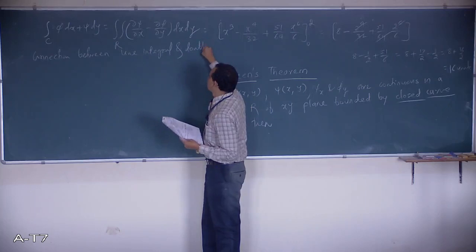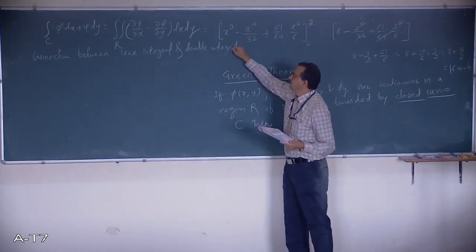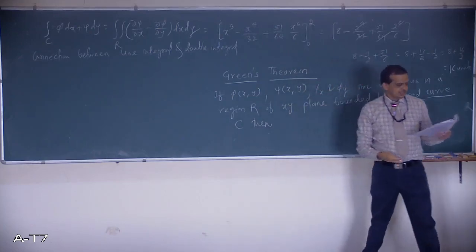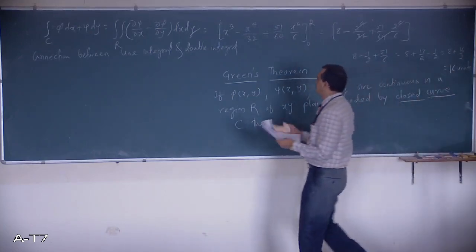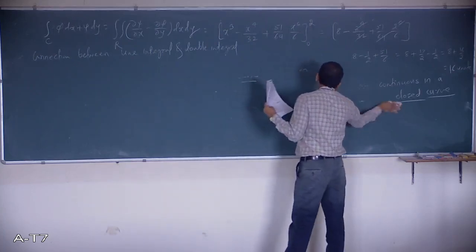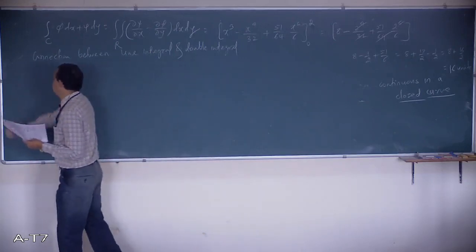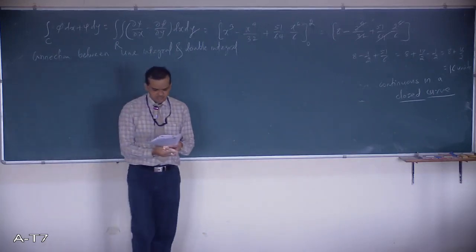Of course, it is a closed curve, that makes a difference. It is not any curve, it's a closed curve. It's a connection between line integral and double integral, but it is a closed curve, that is interesting, not any curve. Like a circle, or a closed parabola from one side or something. It cannot be just one straight line or one arc.